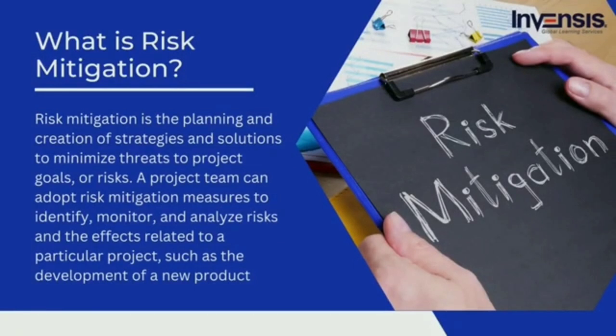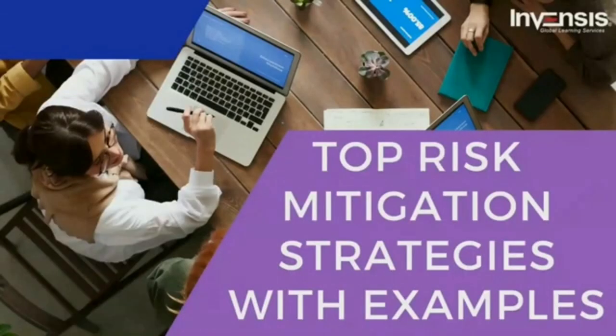A project team can adopt risk mitigation measures to identify, monitor, and analyze risks and the effects of a particular project, such as developing a new product. In addition to addressing issues and their impact on a project, risk mitigation also includes the implementation of countermeasures. This was just a brief introduction to risk mitigation. Top risk mitigation strategies with examples.